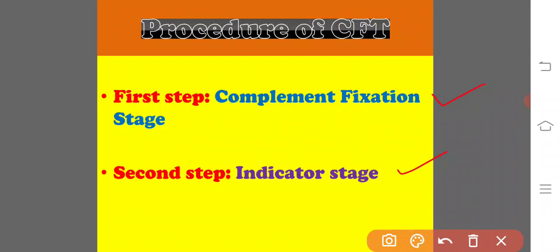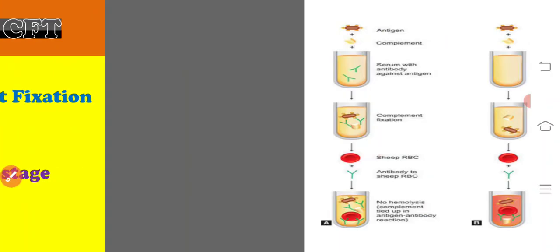The absence of specific antibodies in test serum does not lead to the formation of immune complexes and in turn complement fixation. As a result, complement remains in a free state which lyses the sheep RBC. If the antibodies are present in the test serum, they form immune complexes and thereby consume the complement by fixing it. As a result, no free complement is available to lyse the SRBC. So, hemolysis indicates a negative result and non-hemolysis indicates a positive result for the complement fixation. This is the procedure of the CFT.